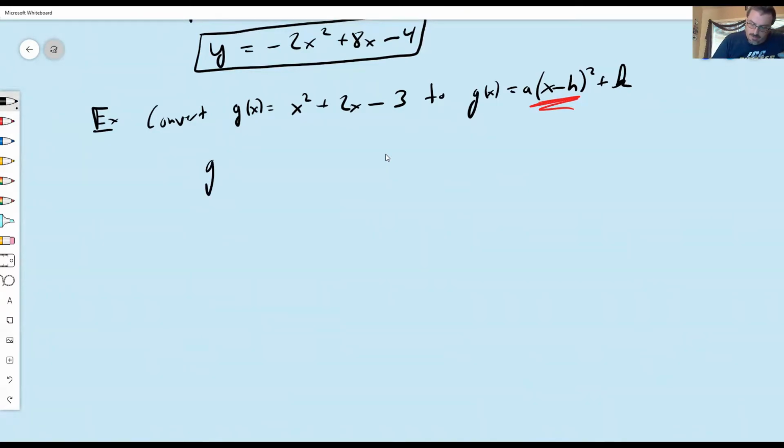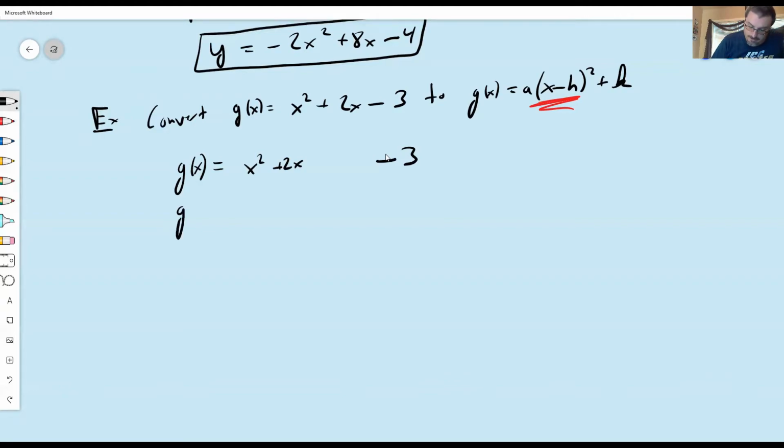Now, before, when we were completing squares, we got the x squared and the x all on one side by moving the 3 over. In this case, the g of x, or the y we put there, is always alone, so I can't move anything to the other side. We're just going to shove stuff out of the way towards the right. So we're going to say I have x squared plus 2x and move that out of the way.